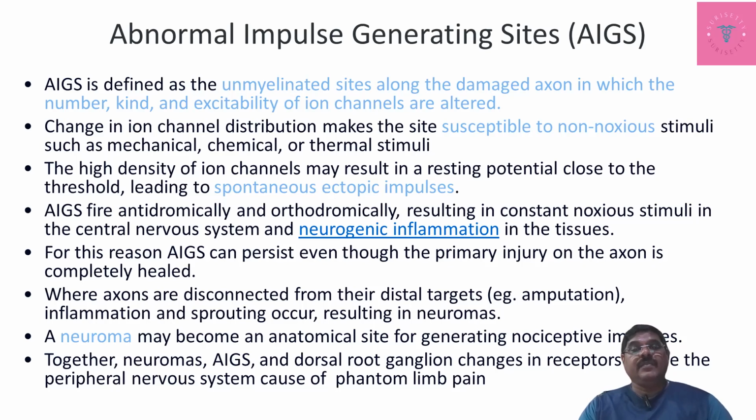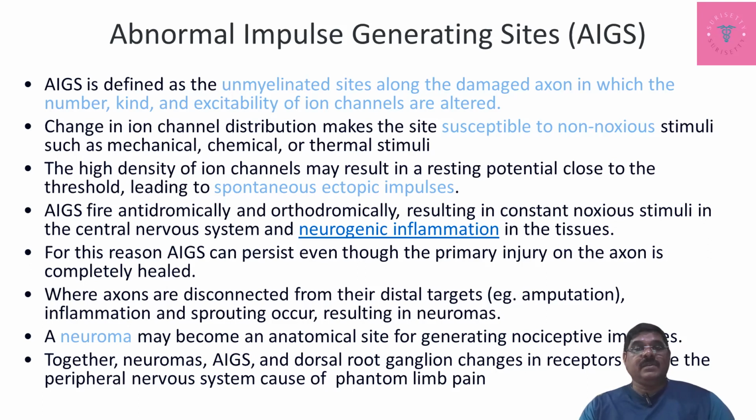If any stimulus occurs, the neurotransmitter released from the presynaptic end will open the ion channels, increasing the positivity in the postsynaptic membrane, which will lead to the threshold potential. So the threshold potential is higher than the resting membrane potential. When the resting membrane potential is close to the threshold potential, what happens? The firing will be easy, leading to spontaneous ectopic impulses.